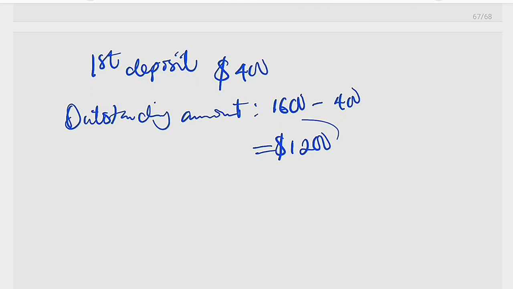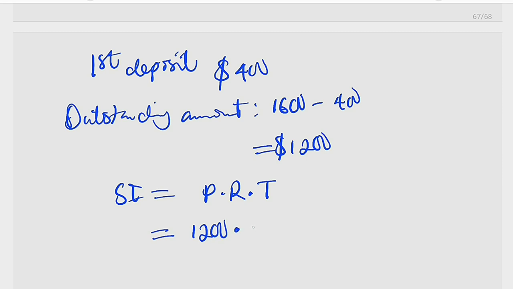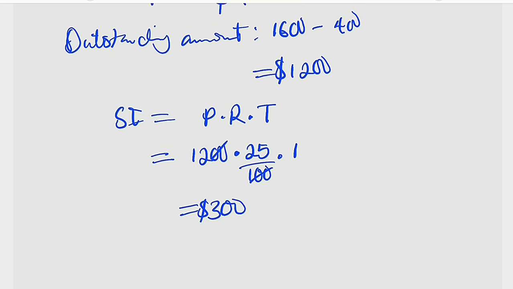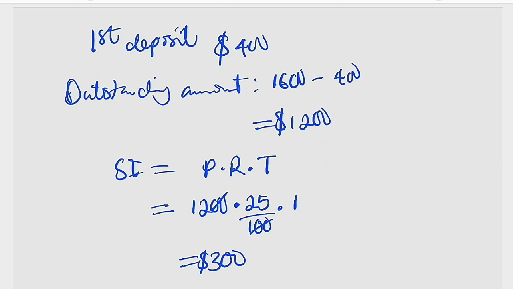So this is the amount he needs to pay in 1 year, that is for 12 months at 25%. So we need to find the interest on this principal amount. Simple interest is equal to the principal multiplied by the rate multiplied by the time, that is the number of years. This is equal to the principal, which is 1,200, multiplied by the rate, 25 divided by 100, multiplied by the time, which is just 1 year. So 2 zeros will cancel 2 zeros, and 12 times 25 is 300. So this is $300.